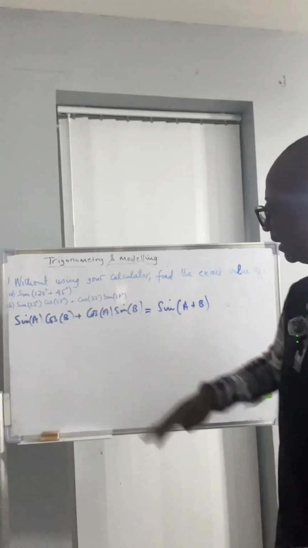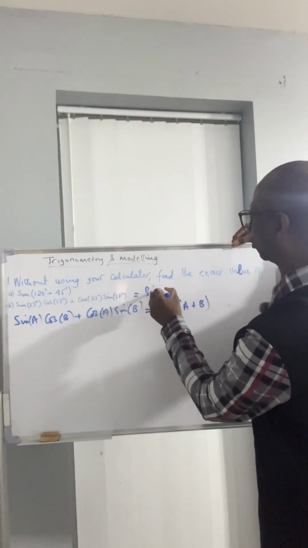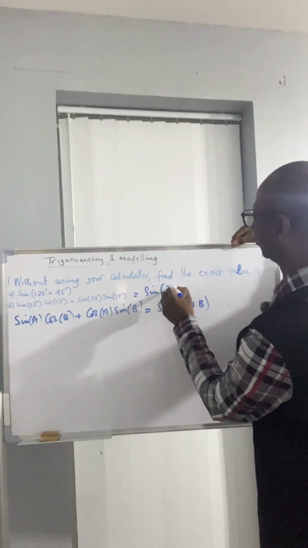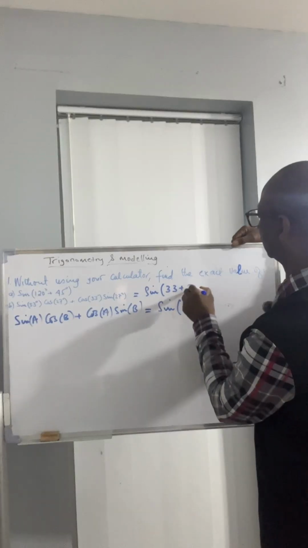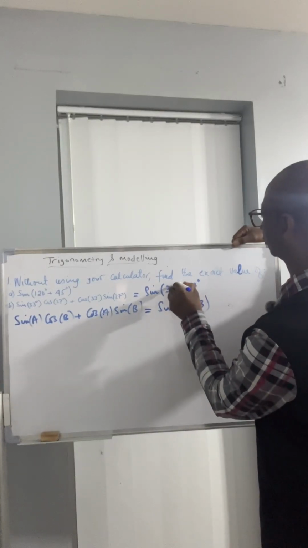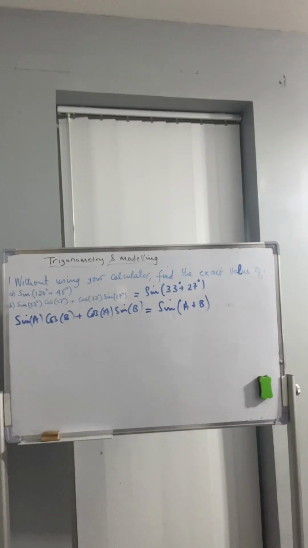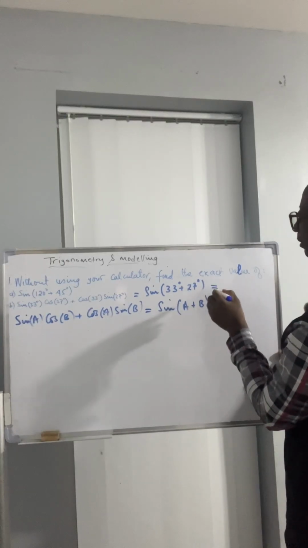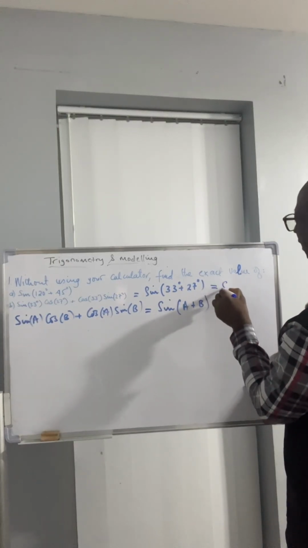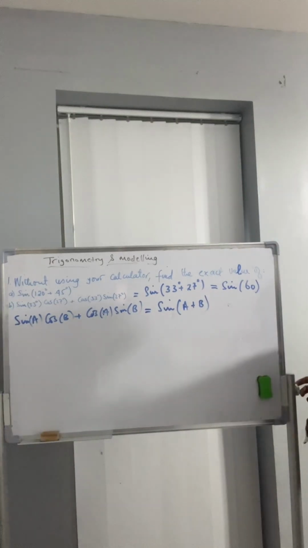So if we are given this question, it now becomes sine of 33 degrees plus 27 degrees. This is what our problem boils down to. So what is 33 plus 27? This gives us sine of 60 degrees.